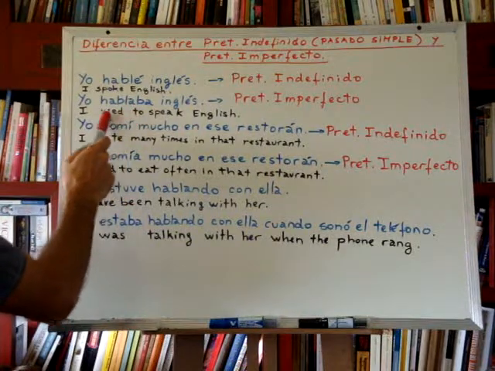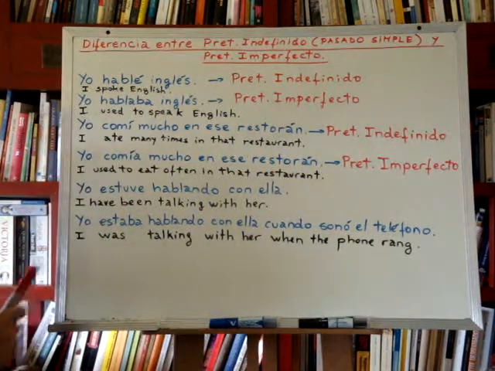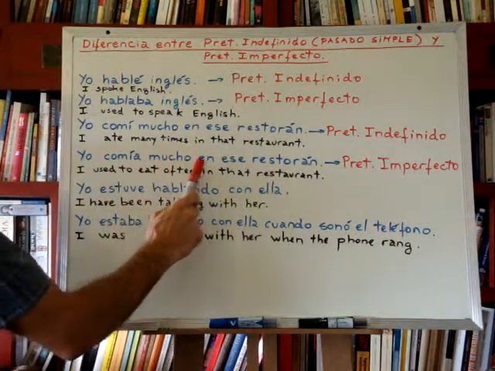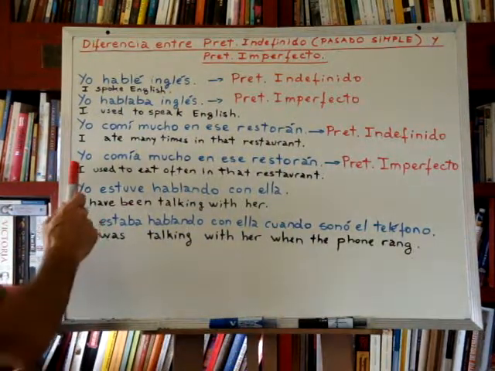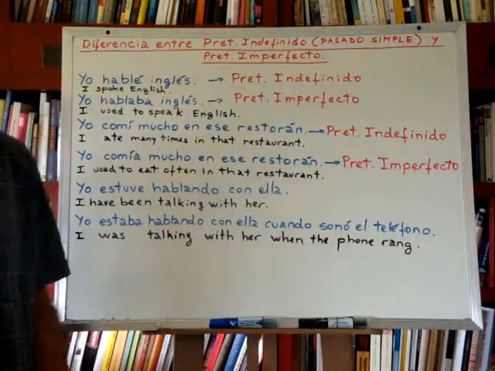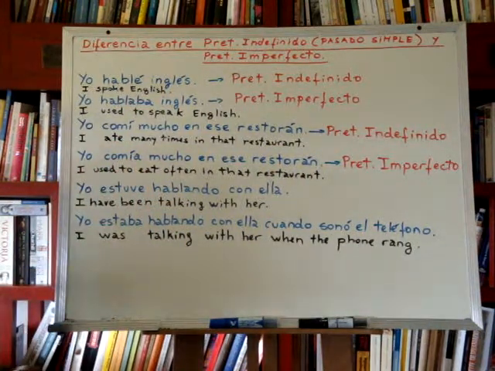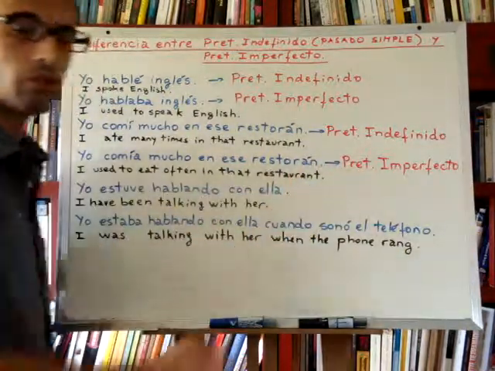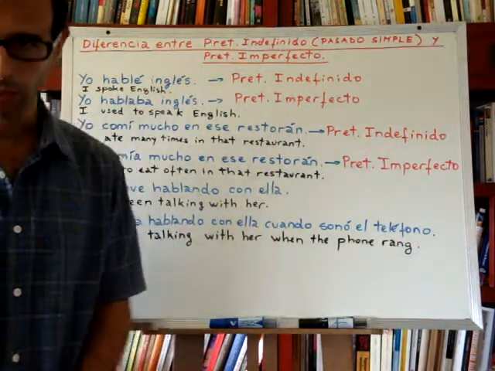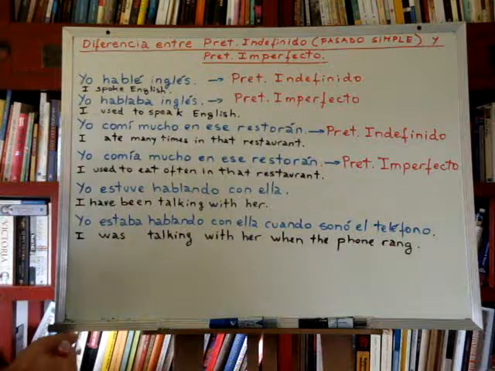Now let's change comí into pretérito imperfecto. And it will be comía. See how the meaning changes. Yo comía mucho en ese restaurante. This would be saying I used to eat often in that restaurant, right? Or I used to eat a lot in that restaurant, depending on what meaning you want to give to the word mucho, right? So you can see how the verbs in pretérito imperfecto have the meaning of something that we used to do in the past, and probably now we do not do anymore, right? And also it has this other meaning here, right? There is a slight difference, you'll see.